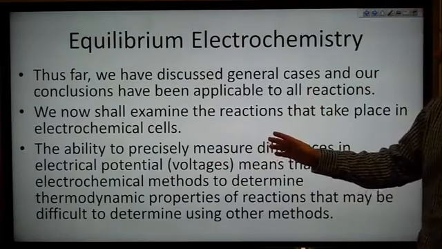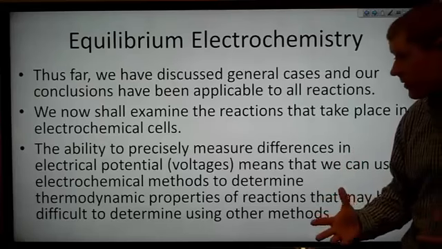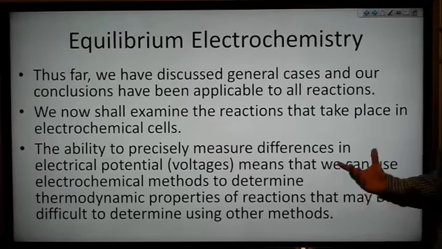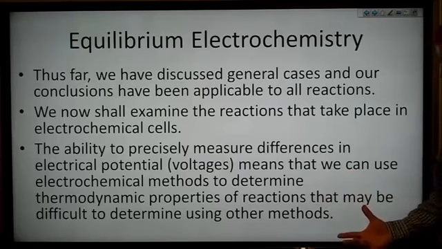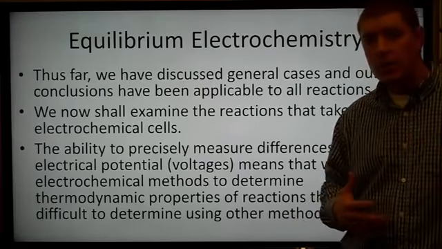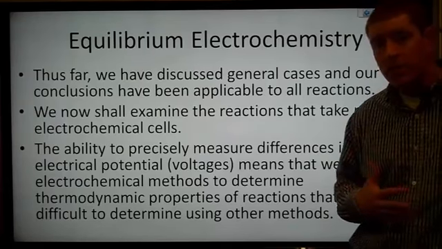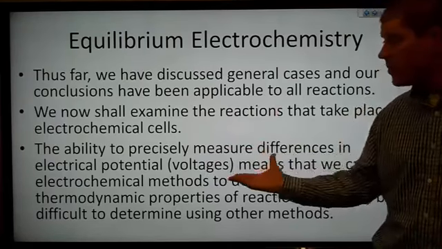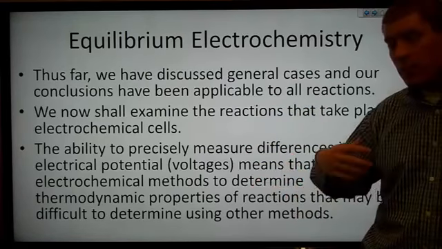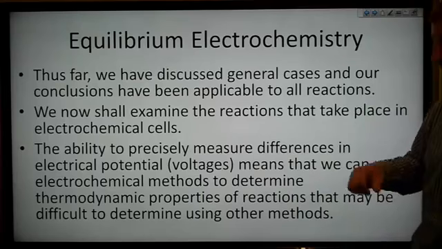So, the ability to precisely measure differences in electrical potential, so voltage differences here, means that we can use electrochemical methods to determine thermodynamic properties of reactions that may be difficult to determine using other methods. So if we can't measure, say, Gibbs energy via thermodynamic means, by calorimetry, maybe we can use electrochemistry and a voltaic cell to probe the thermochemistry that's going on here.